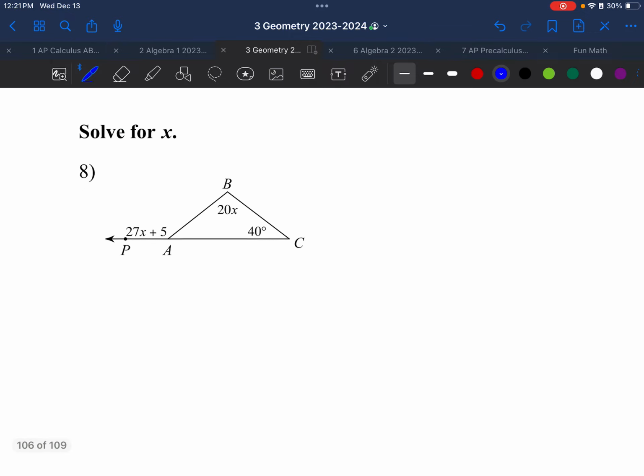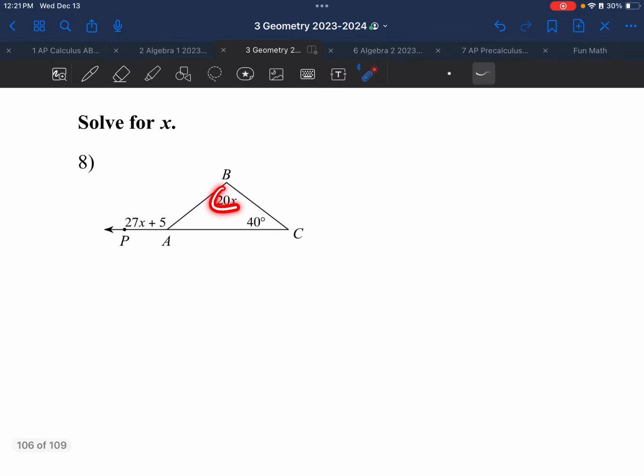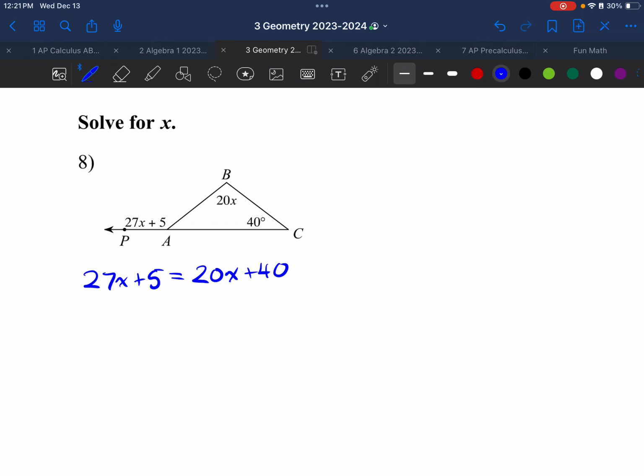In question number 8, again, I know that the two interior angles that are opposite of this exterior angle, they have to be on the other side, add up to that exterior angle. So I'm going to say that 27x plus 5 is set equal to those two terms added up, 20x and 40.